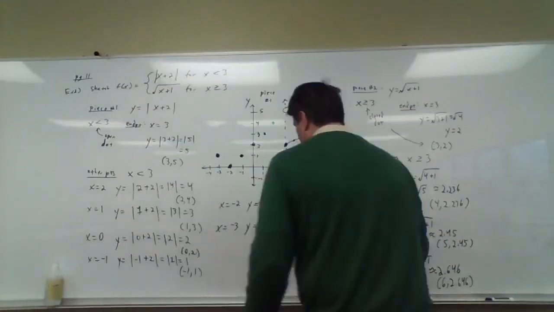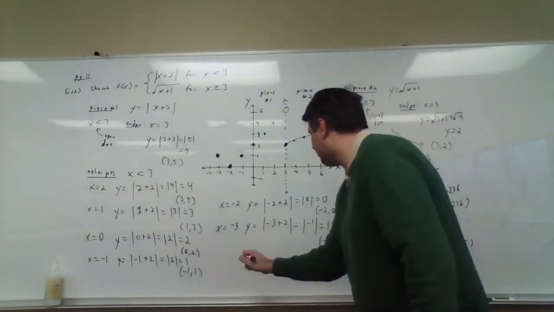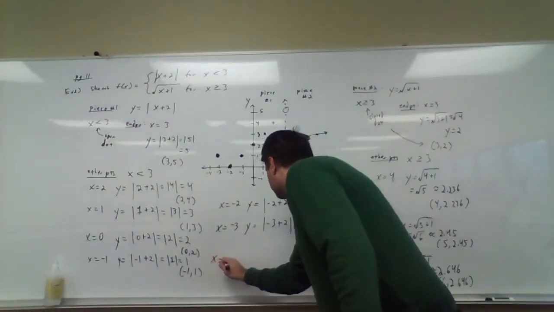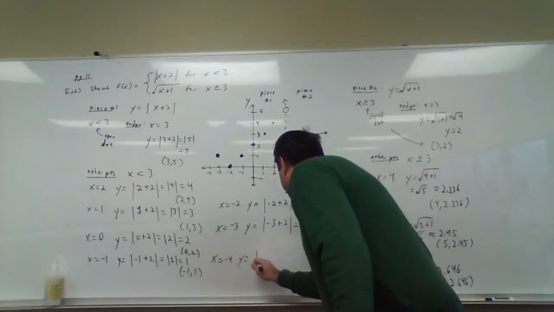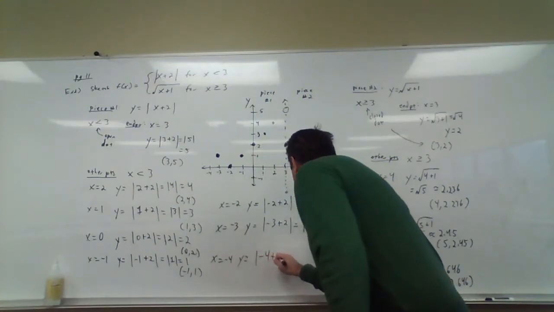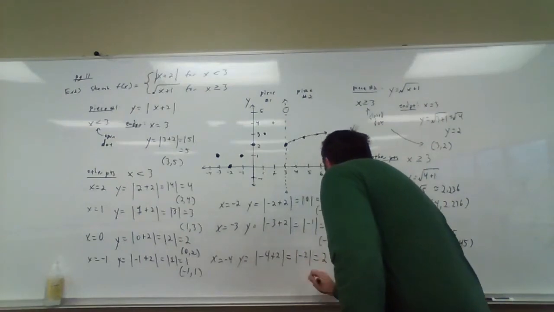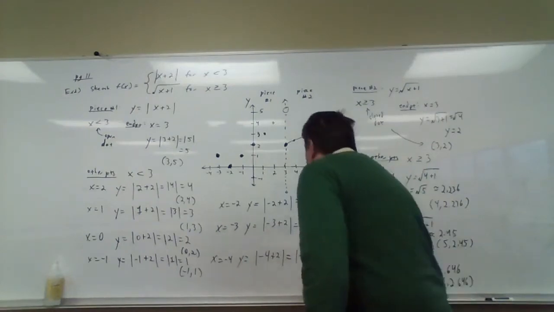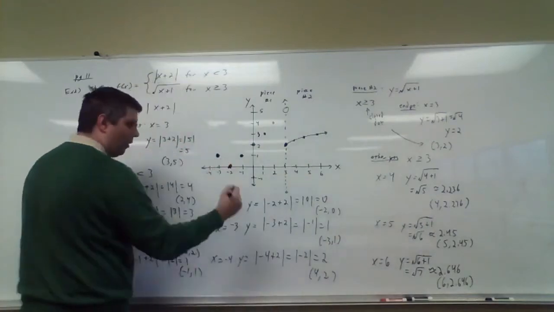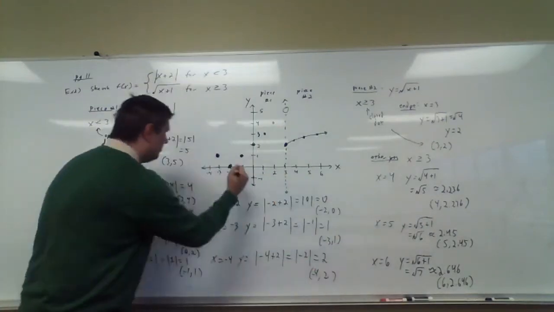Okay? And finally, x equals negative 4. Y equals the absolute value of negative 4 plus 2. Absolute value of negative 2, which is 2. So 4, 2. Or negative 4, 2.